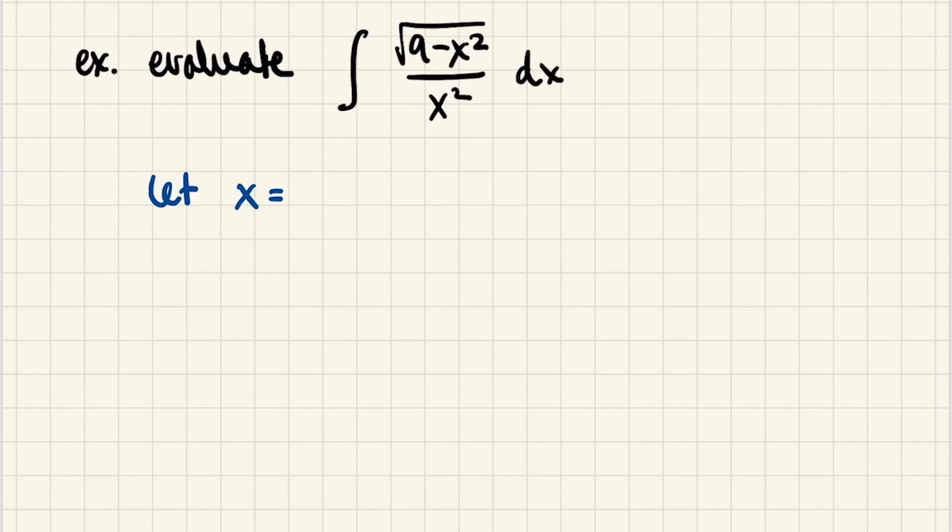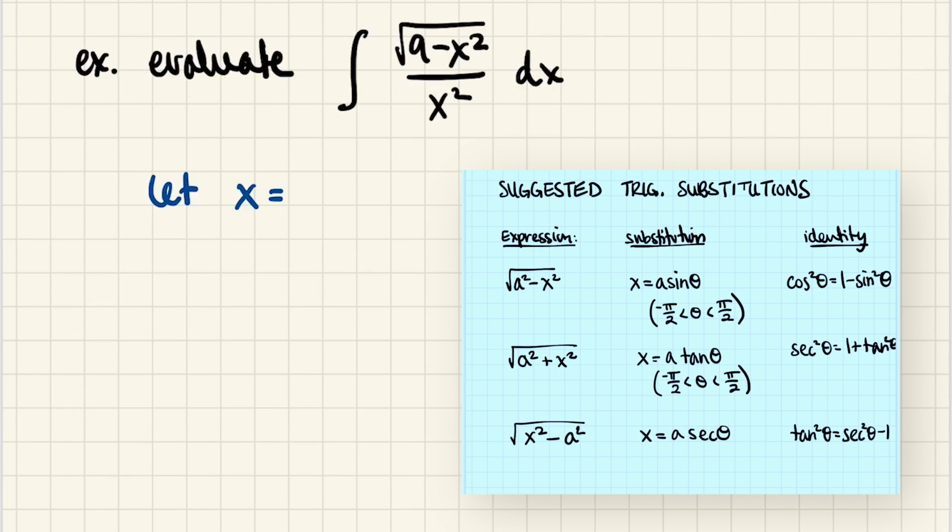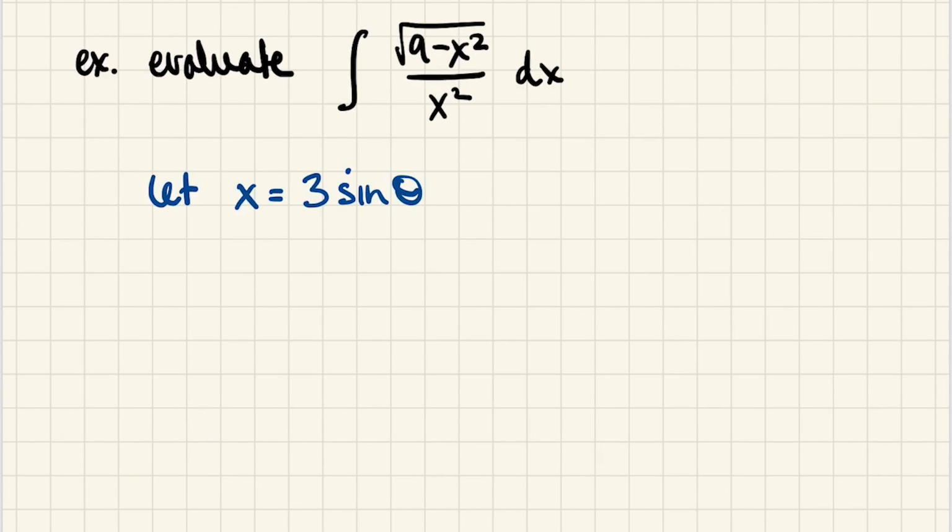So what are we going to let x equal? Well, based on the form, we have a number squared minus the variable squared. So the suggestion would be to let x be, in this case, 3 sine theta. And we're no longer going to write the restrictions. We're going to assume that we are restricting theta such that we get a positive value for the cosine of theta. So that would, in this case, be the first and the fourth quadrant. So our dx will be the derivative of 3 sine theta, which would be 3 cosine theta d theta.